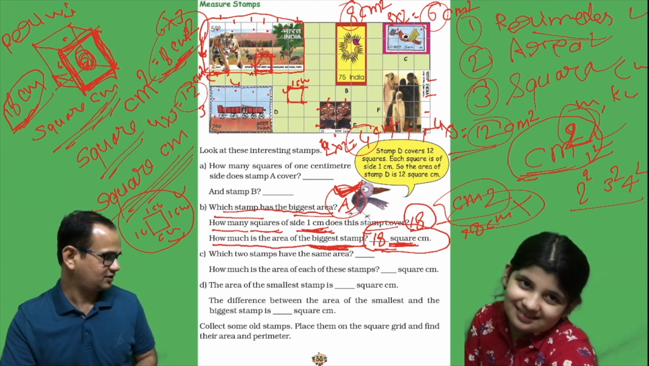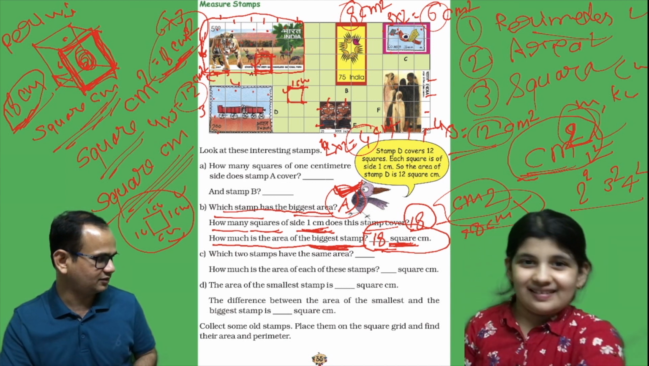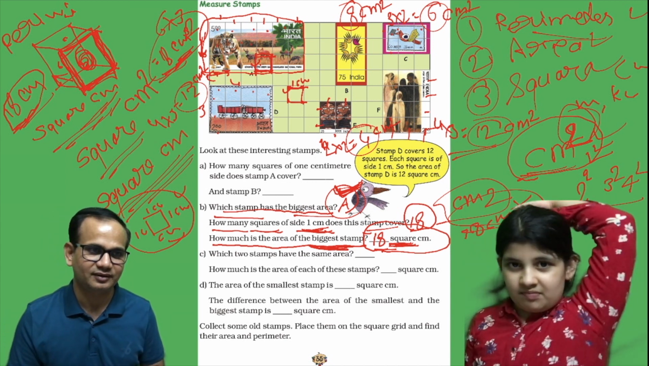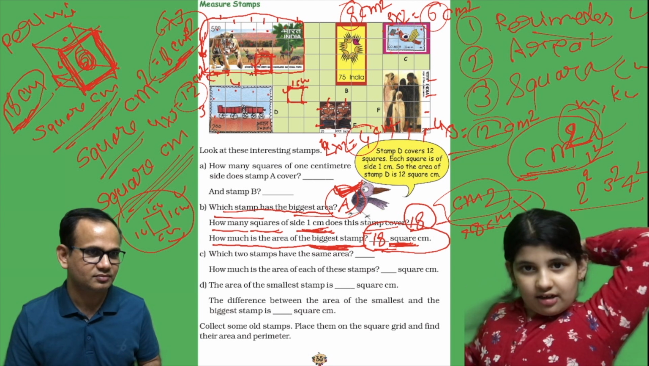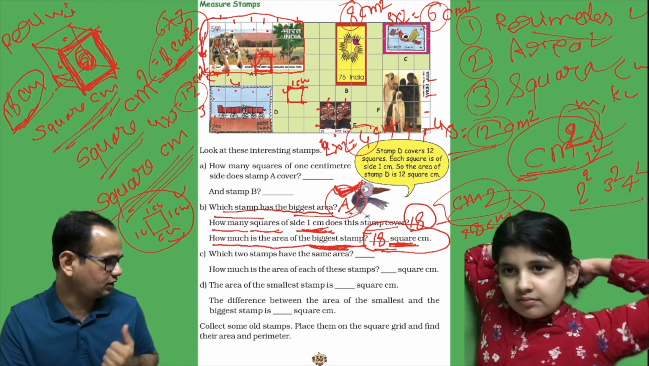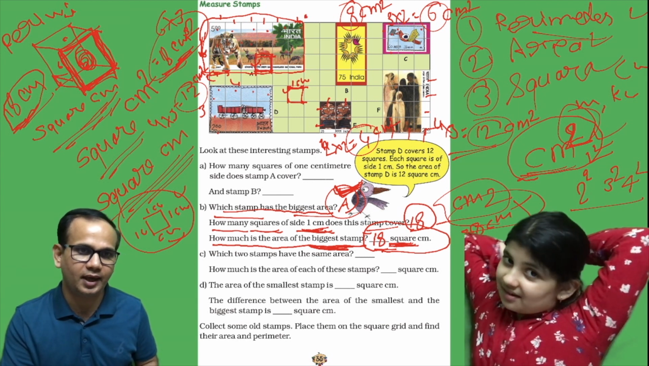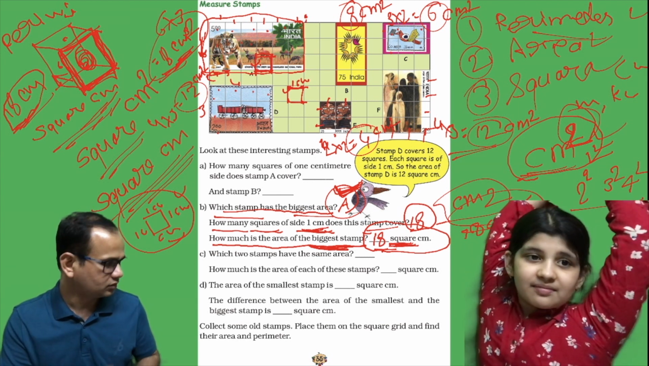Correct, Avisha. You understood perimeter, area and square. Area is square centimeter, right? Yeah, but why was the unit the same? See, perimeter is nothing but a distance, a length only. You started walking from here, went there and came back. So what is the distance?